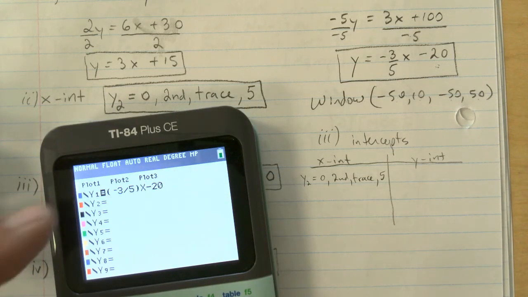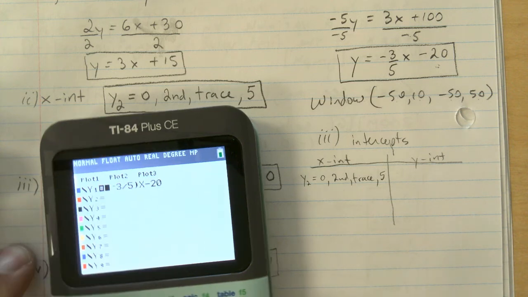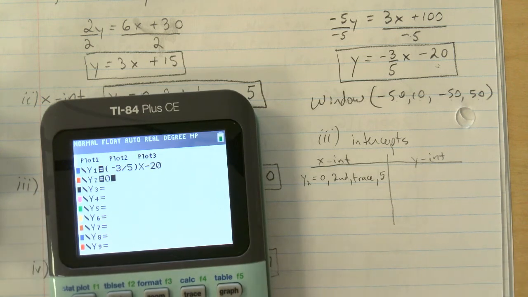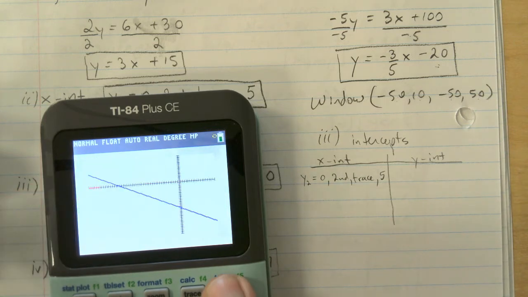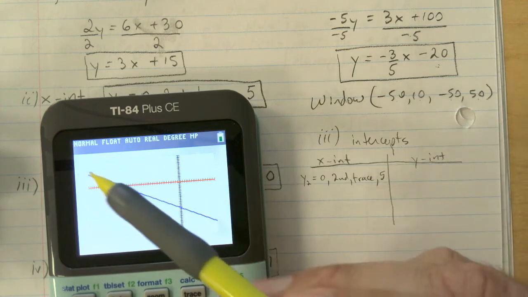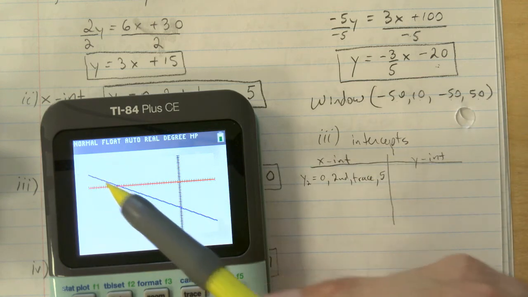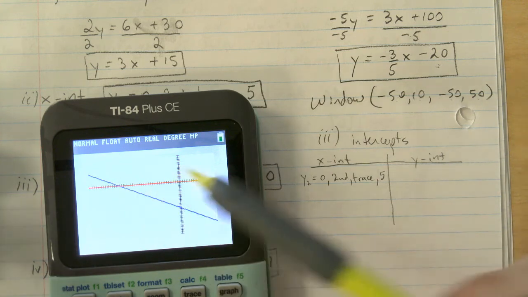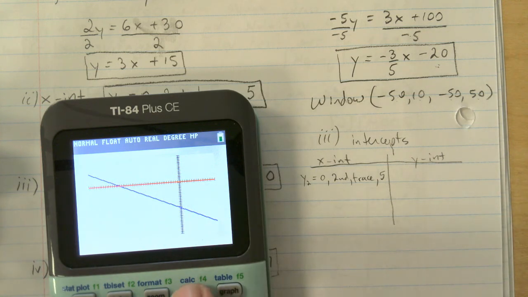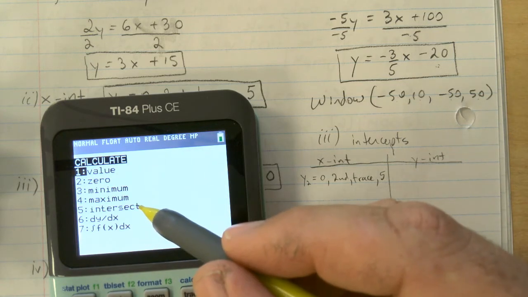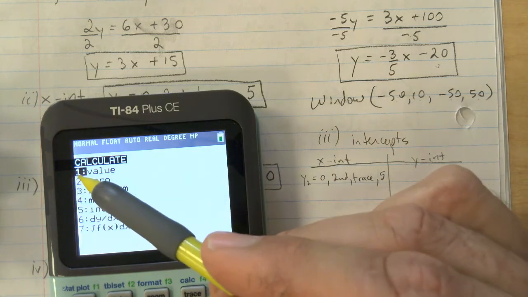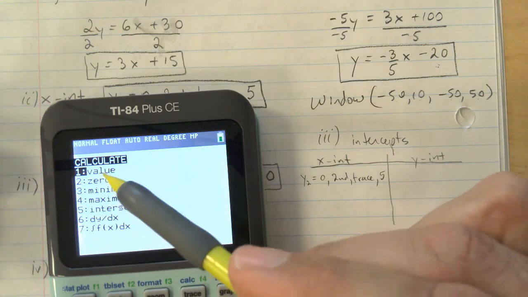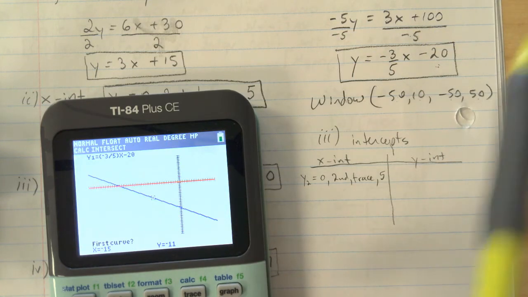Y equals. If I have a bunch of equations that I want to see, I'm not going to use Y2, but in this case, I'm going to go Y2 is equal to 0, and it will be a red line. Hit graph, and there you see it. So it's basically the intersection between these two lines that is going to give you the X-intercept. To find it, we go second, trace, and we use the fifth option, which is intersect. For now, it's all going to be either second trace 1 or second trace 5. That's all we're going to use in this unit, okay?